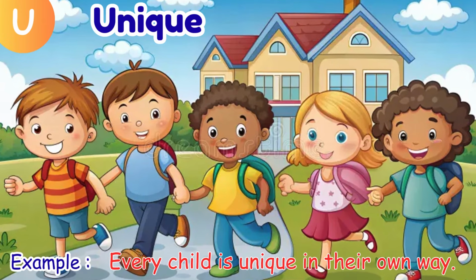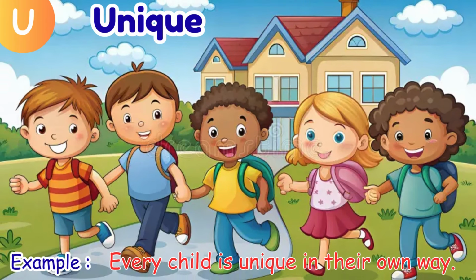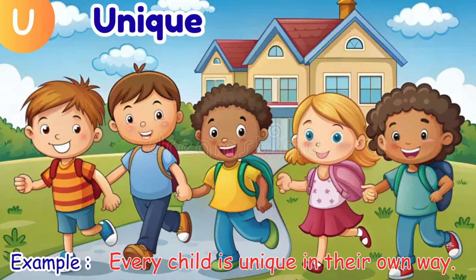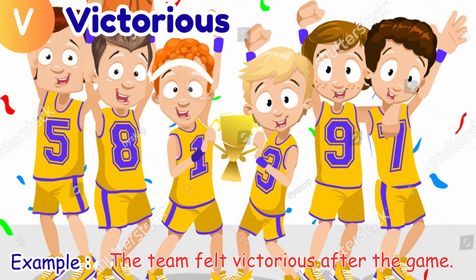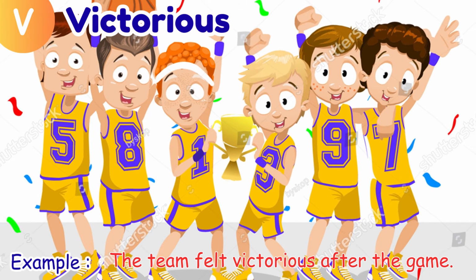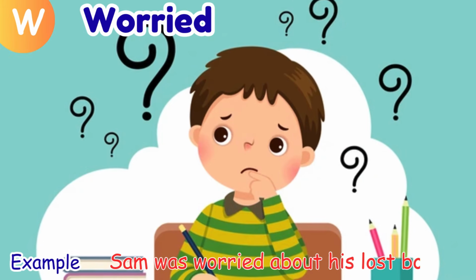U. Unique. Example: every child is unique in their own way. V. Victorious. Example: the team felt victorious after the game.